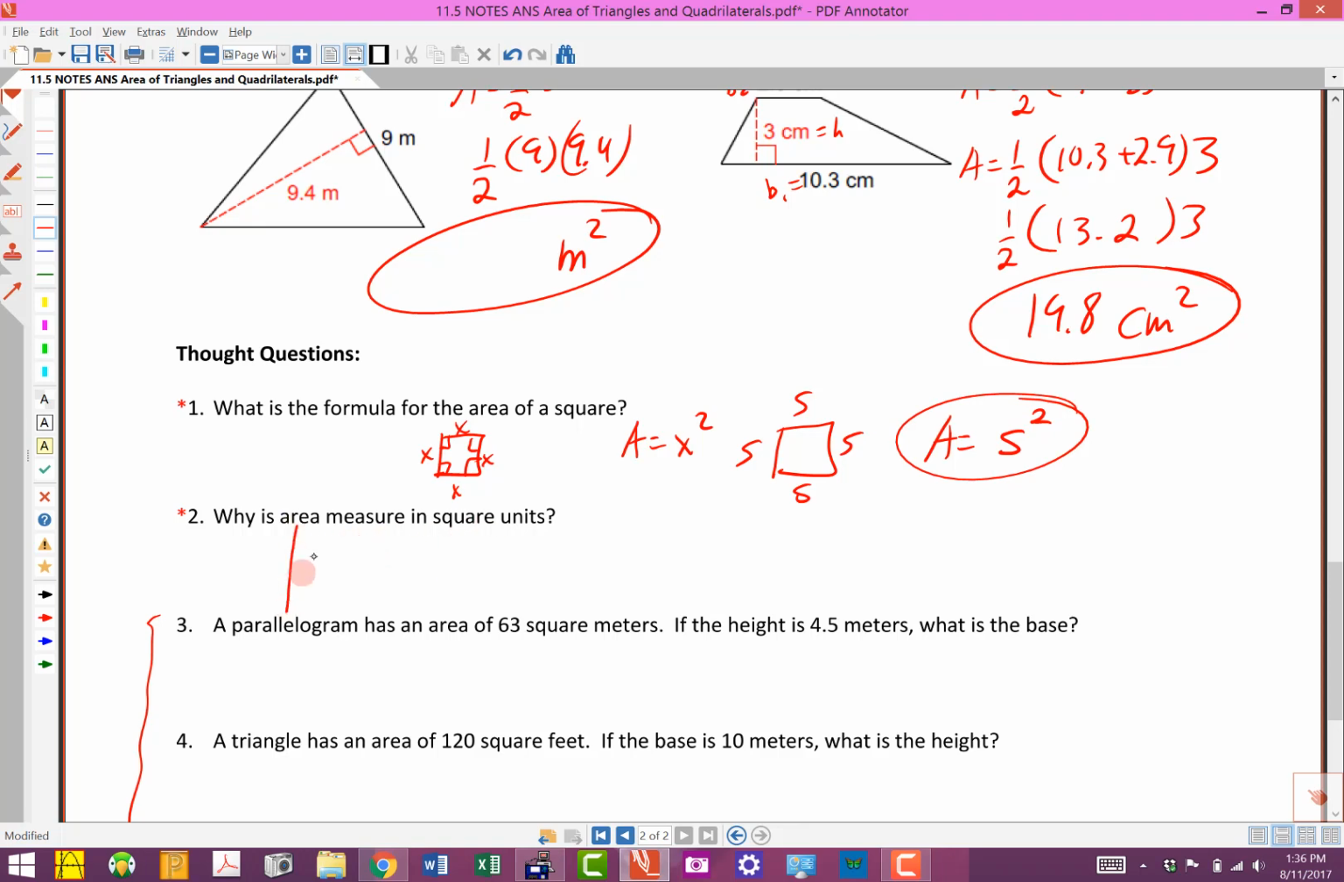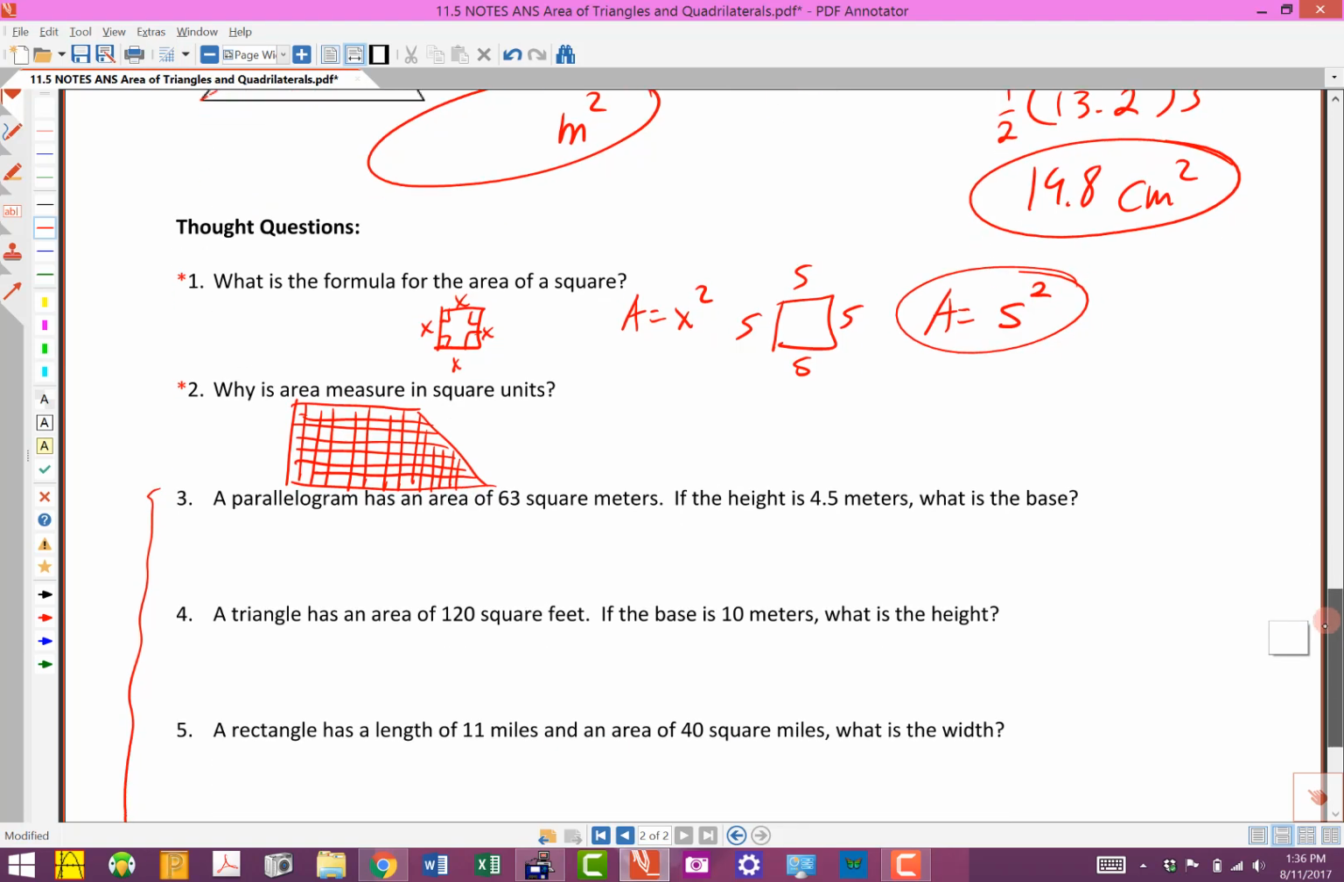We talked about that because everything, regardless of how weird the shape might be, what we're basically doing is chopping it up and seeing how many little squares we can fit in there. Other than my crappy drawing, each one of these would be a square, so we could literally count them. And on these border ones, we just have to move them around, put them together until they made squares and figure out how many square units we had. So that's some rationale for that.